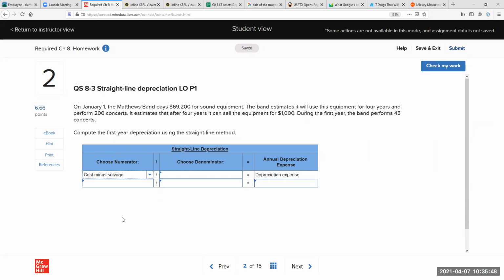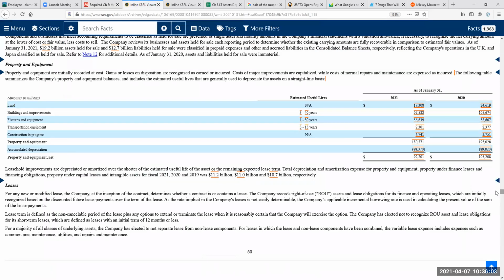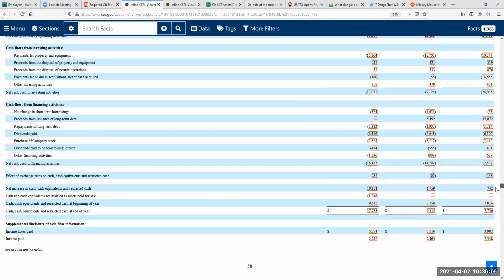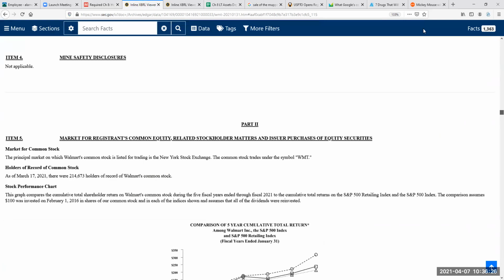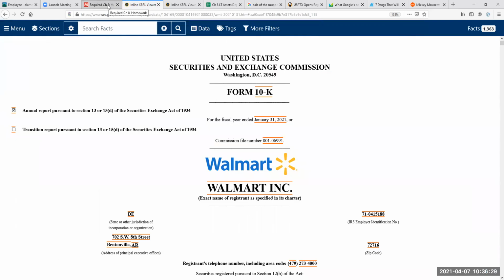So cost minus salvage divided by the useful life in years. You can use others. Now it's an estimate. It's not a real number. These are estimates, and you're allowed to use estimates in business. The consolidated financial statements are prepared in conformity with U.S. generally accepted accounting principles, GAAP. These principles require managers to make estimates and assumptions. So we don't know for sure how long it's going to last, but that's the way it works. You're allowed to use estimates and assumptions.